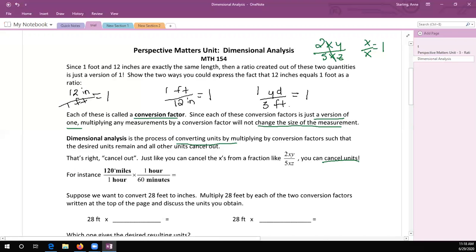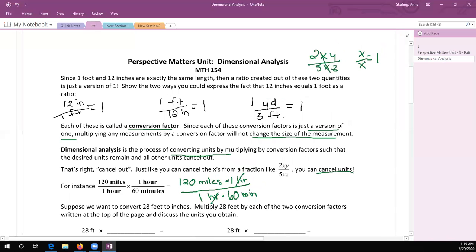So here, this 120 miles divided by an hour times 1 hour over 60 minutes. So we're going 120 miles per hour, and there's 1 hour is equal to 60 minutes back and forth. So if I write that out, I have 120 miles on top times 1 hour all over 1 hour times 60 minutes. I don't know why that's sideways. I apologize. So the hours end up canceling out because an hour divided by an hour is 1. And I come up with 120 divided by 60.